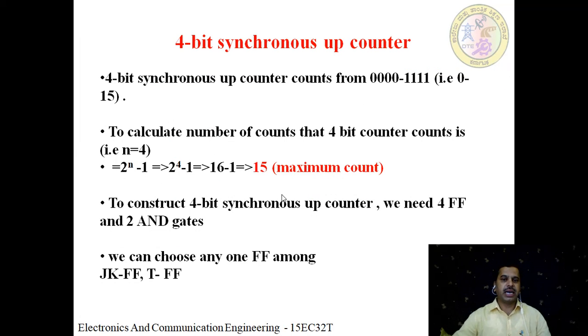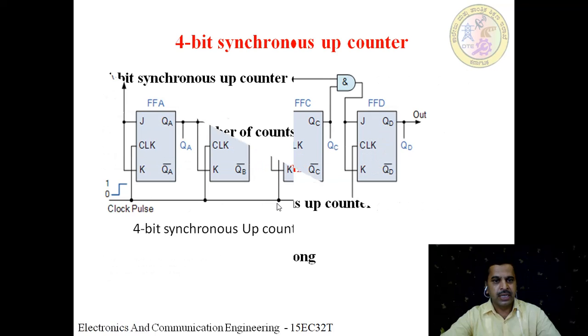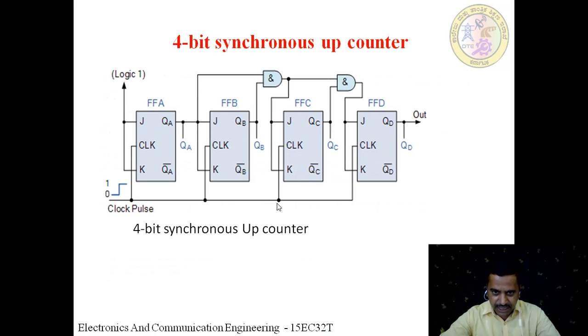In the 4-bit up counter, it counts from 0 to 15, that is 0 0 0 0 to 1 1 1 1, the same as the asynchronous counter. The synchronous counter also counts from 0 to 15 and needs 4 flip-flops. We can also choose JK or T flip-flops, but additional circuitry is required, as with the 3-bit synchronous counter.